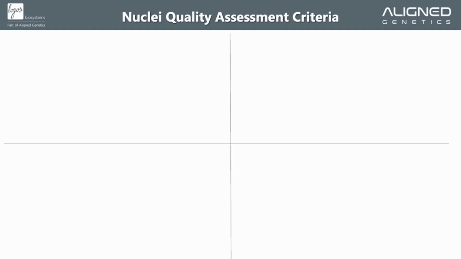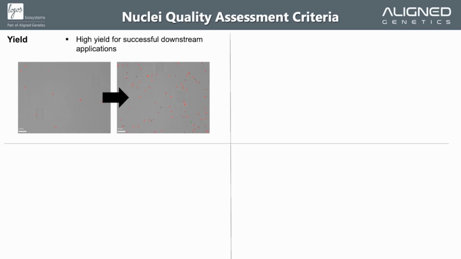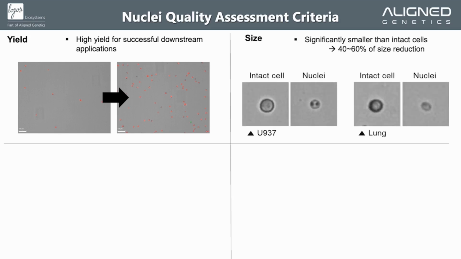And when assessing nuclei quality with automated cell counters like Luna FX7, we consider 4 key criteria. First, yield. Yield is crucial for any kind of downstream application, so basically, you need enough samples to work with. Second is size, as nuclei should be significantly smaller than intact cells, typically reduced by 40 to 60%. From this montage, you can see a significant decrease in size compared to intact cells.